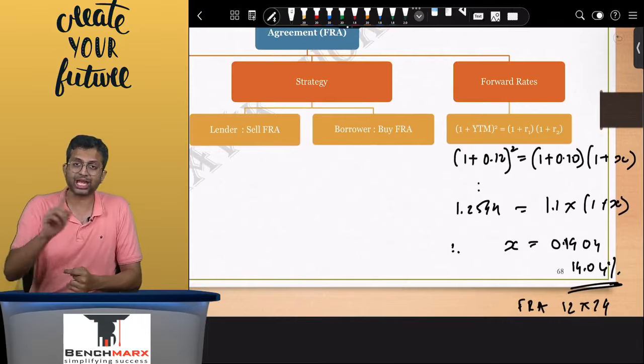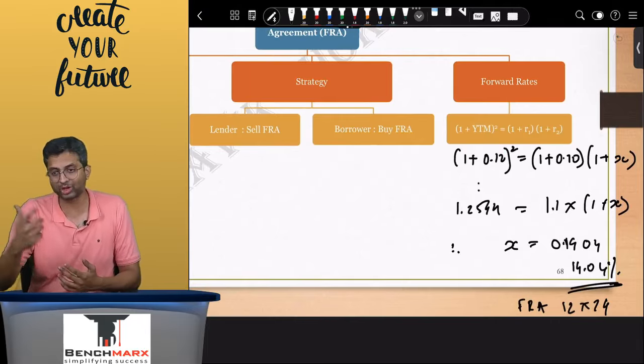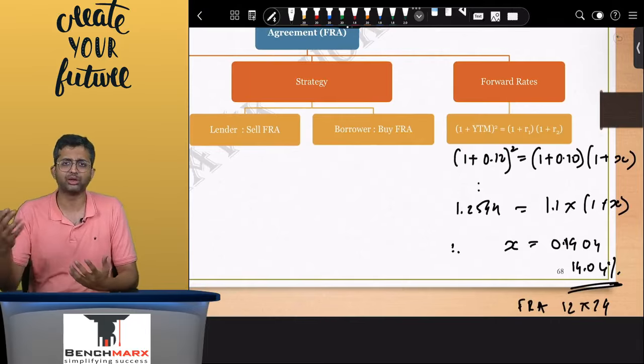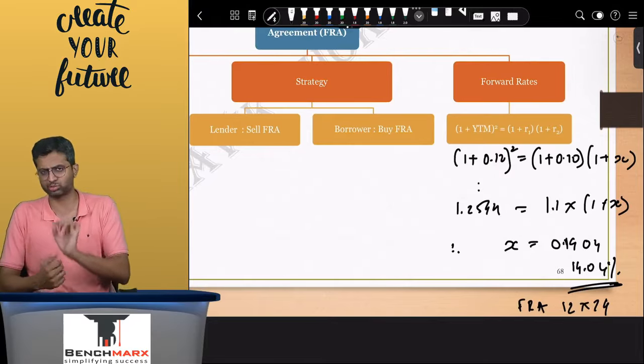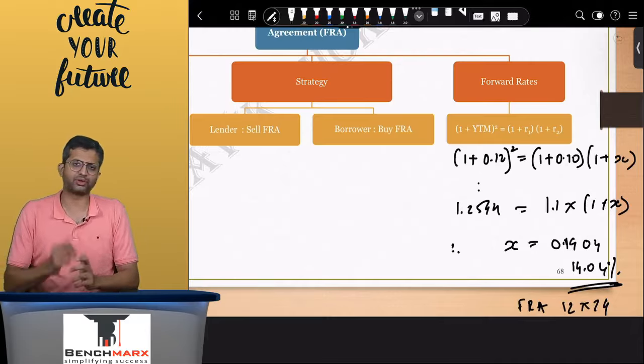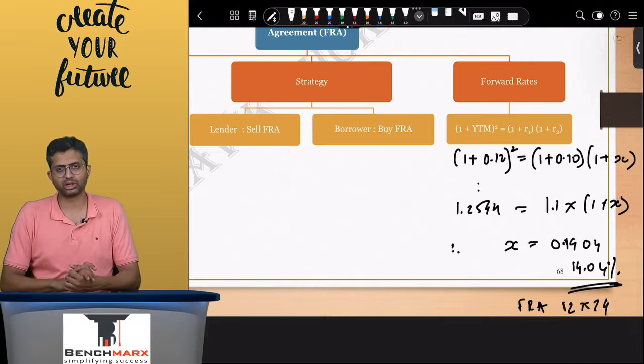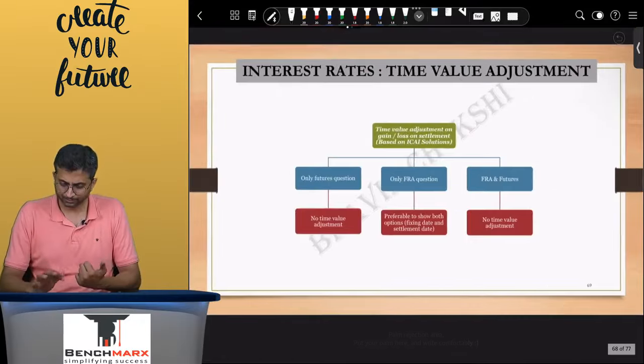Now you will compare this with the actual bank rate. So if the bank is giving you an actual forward, for example at 15%, or if it is giving you at 13%, there is an arbitrage opportunity which you can exploit by comparing this theoretical FRA rate with the actual FRA rate quoted by the bank.